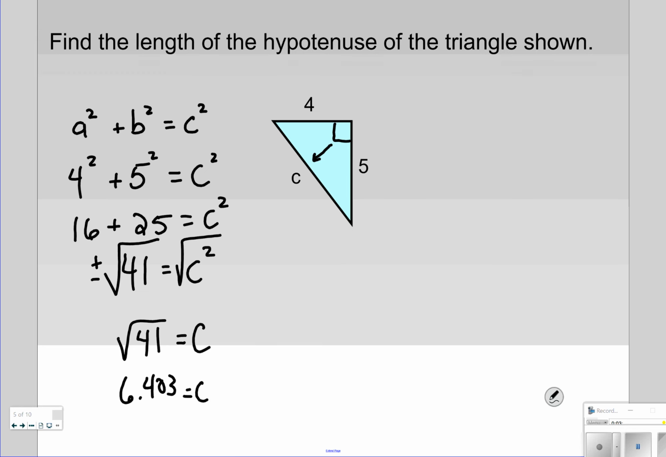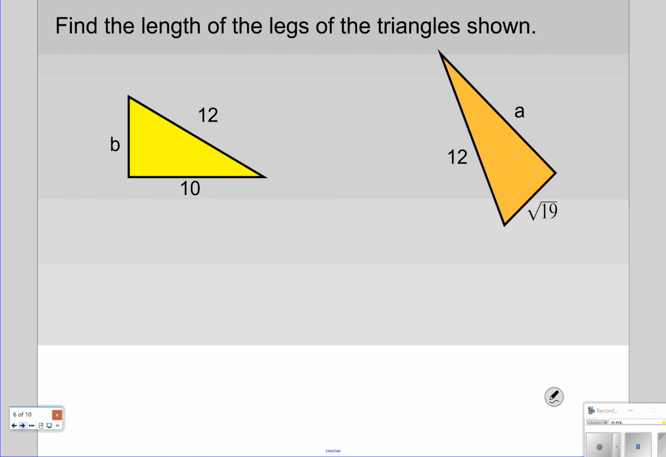Now let's look at 2 more applications. Now we're going to find the lengths of the legs of the triangle shown. Let's begin with the yellow triangle. If our right angle is in this bottom left-hand corner, that means the hypotenuse must be this side here, and that length is 12. So again, if I use the Pythagorean theorem, a squared plus b squared equals c squared, I'm going to plug in 10 for my length of A, since that's one of my legs, and B is my other leg, so that will stay there. But in for C, I'm going to plug in 12, because that is the length of my hypotenuse.